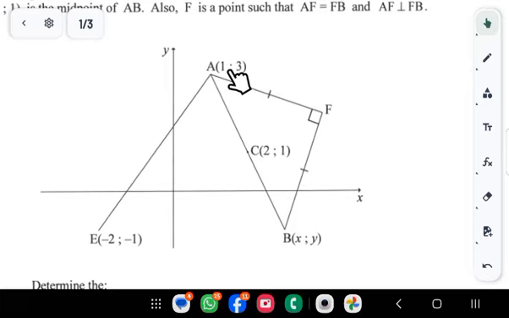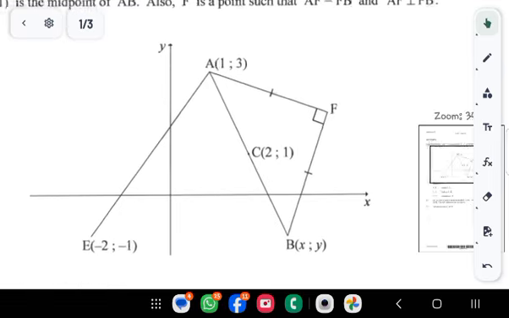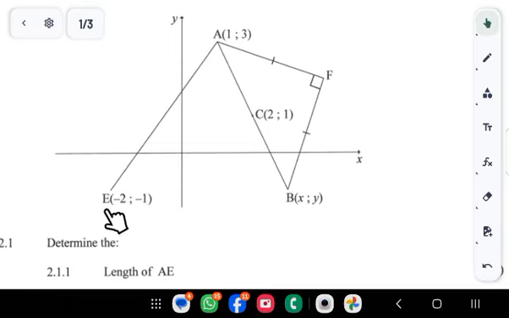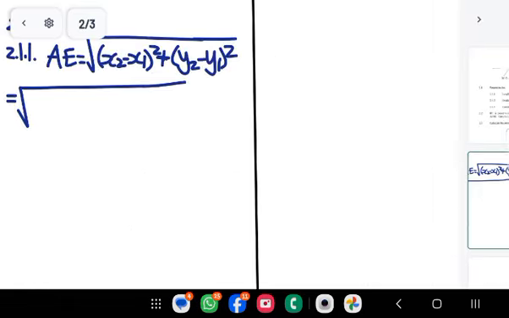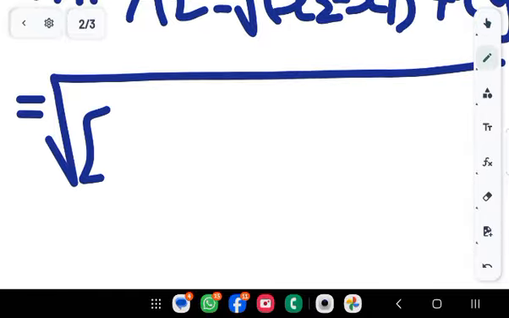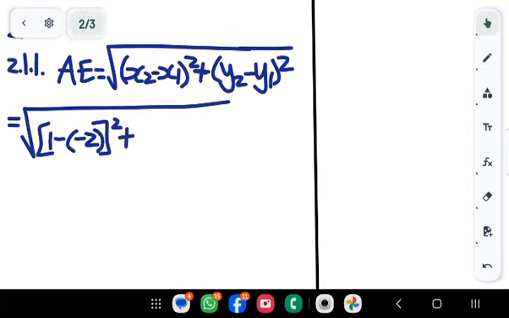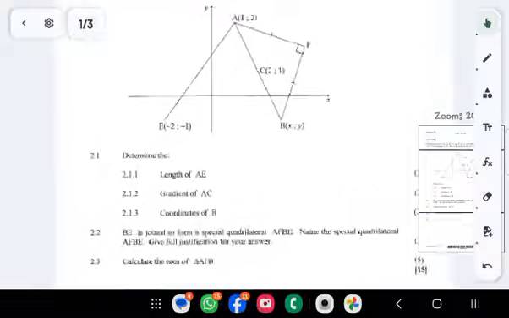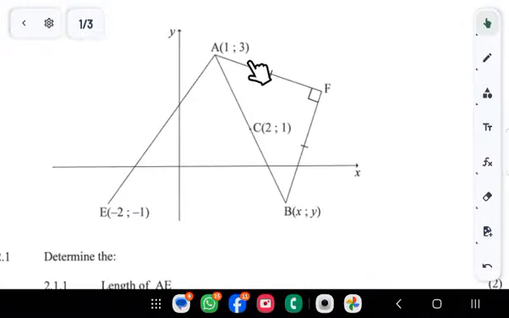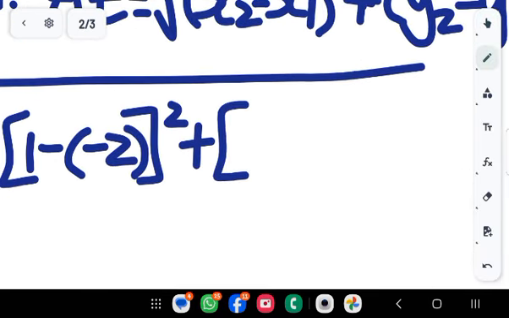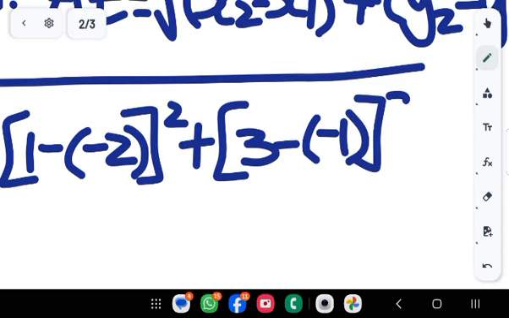AE, let A (1, 3) be x2, y2 and E be x1, y1. It's up to you which one you decide to make x1, x2. It does not matter. So I choose to make this x2, y2. So that will be 1 minus -2, all squared, plus y2 minus y1, which will be 3 minus -1, and that is all squared.